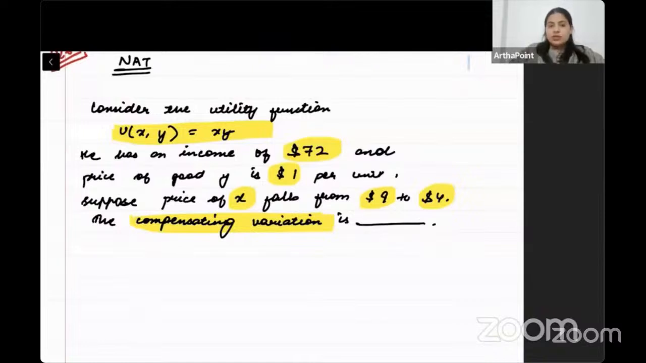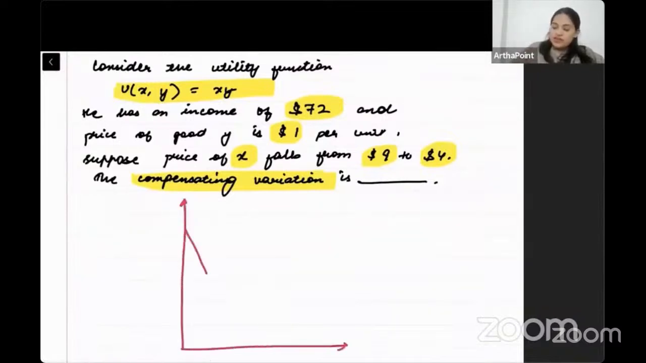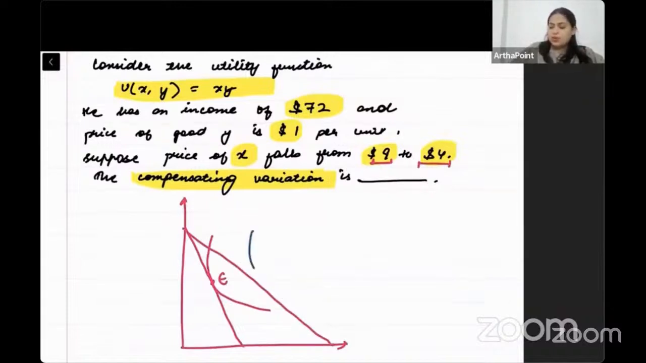We do this together. Anybody who has the answer for this one? बेटा compensating variation क्या था? You have this initial budget line when the price was 9 and you have found out your equilibrium. अब क्या हो रहा है बेटा? That the price is decreasing to 4. You have your new equilibrium somewhere here. कहीं तो new equilibrium है.